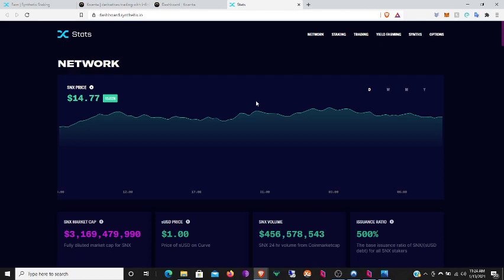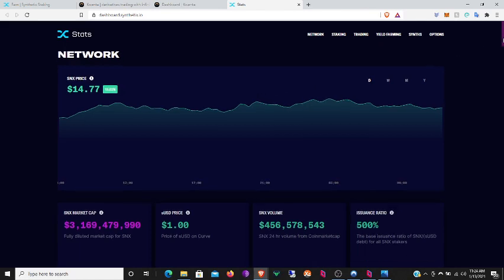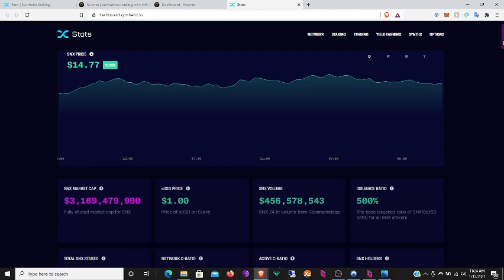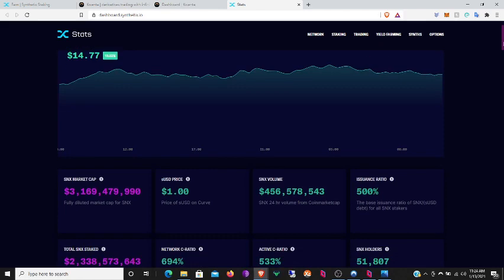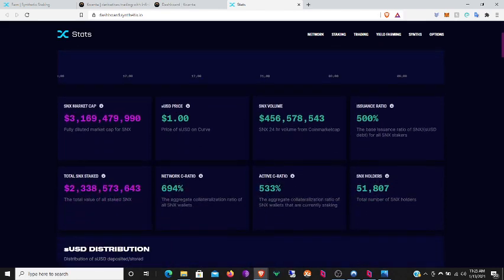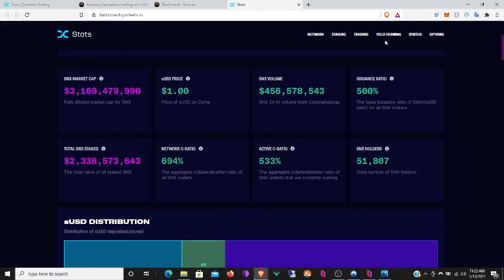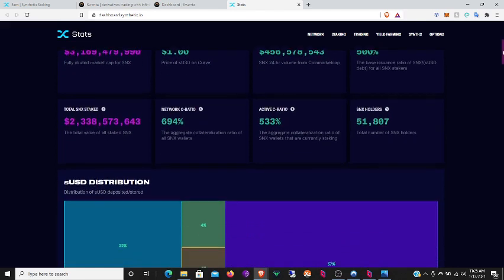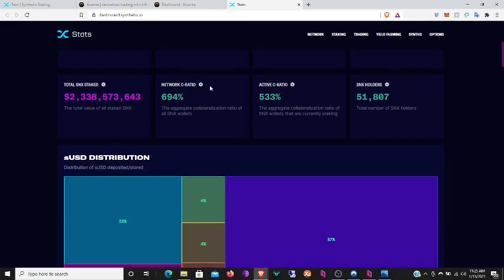Let's look at the Synthetix network. Here you can see on the dashboard the price of Synthetix currently sitting at $14.77. Here you can see the market cap and such. You can see how much Synthetix is currently staked. Network C ratio.